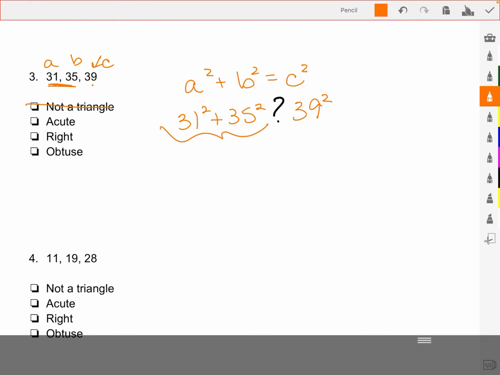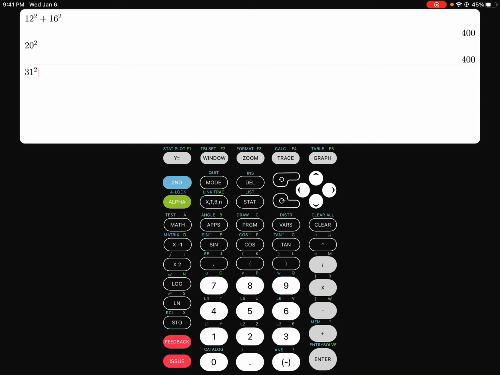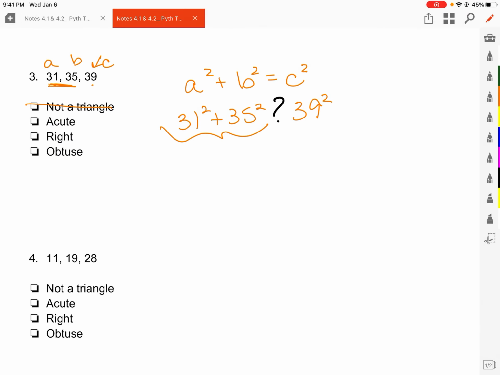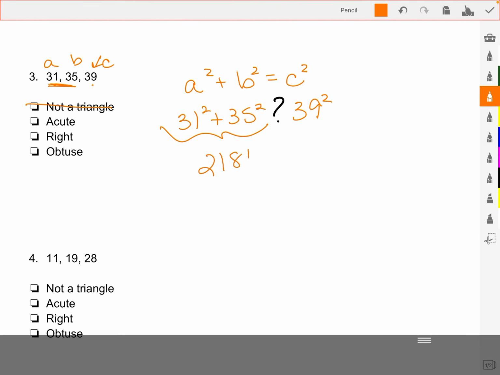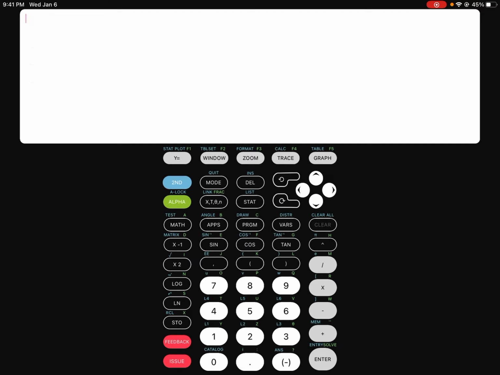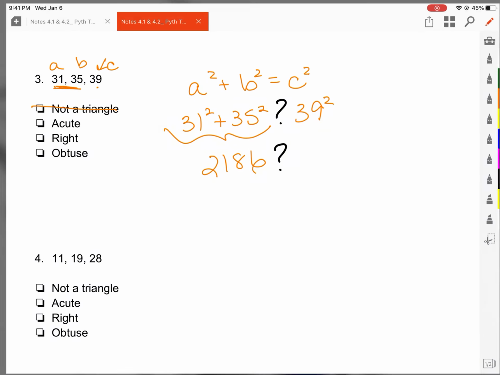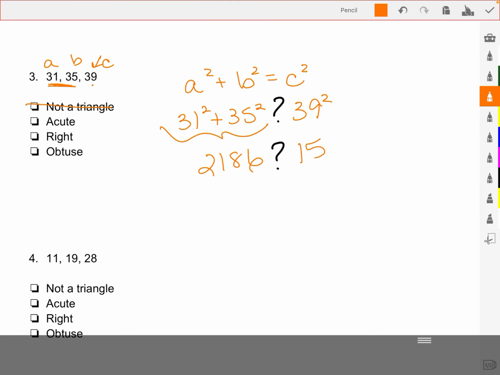31 squared plus 35 squared is 2,186. Compared to 39 squared, 1,521. So this is my c squared. It is less than, smaller. So if my c squared is smaller, then it's an acute triangle.